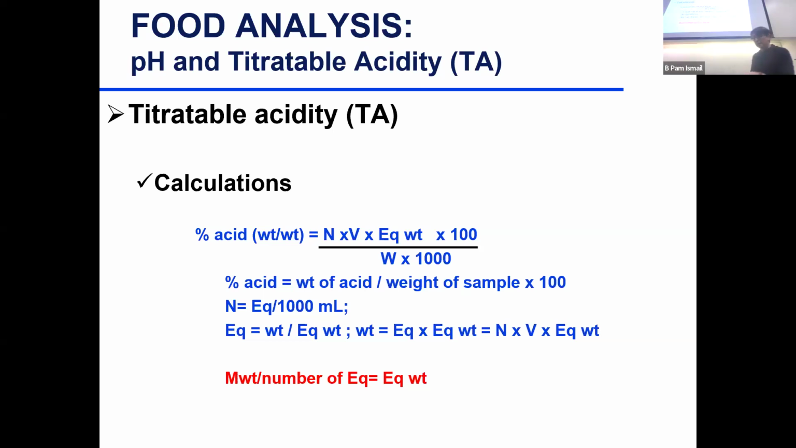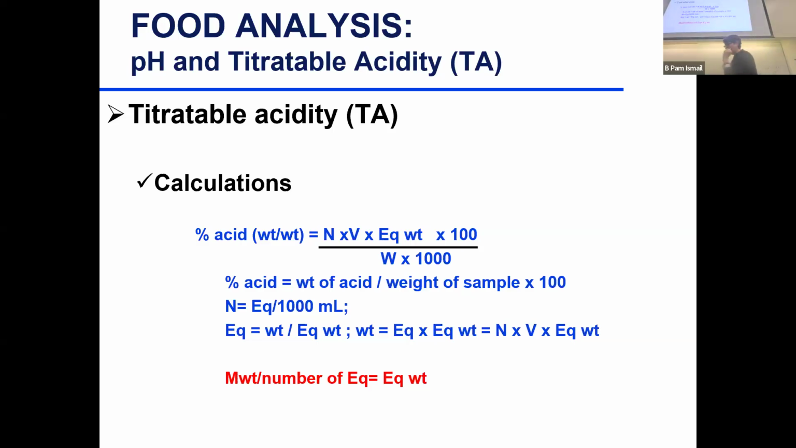For example, in the lab, you took the citric acid molecular weight and divided it by 3 because it has 3 carboxyl groups, so 3 hydrogens that take part in the equilibrium of the reaction. So that's why it's equivalent weight.